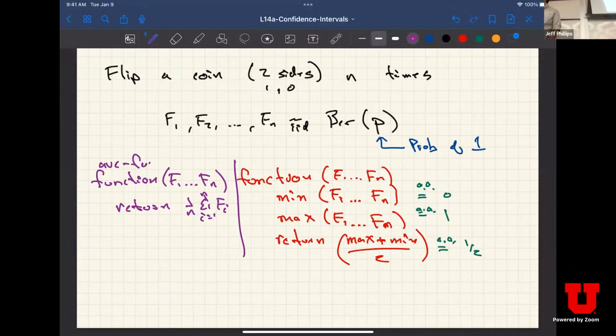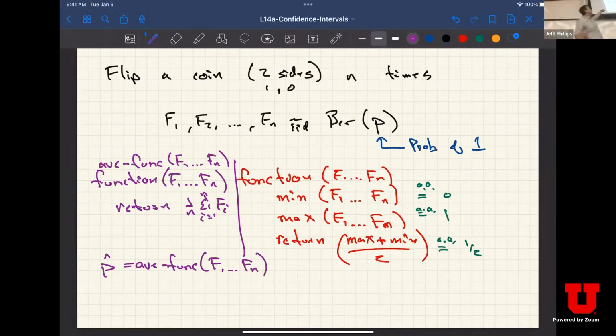Okay, so the output of this function, let's call this the average function of f1 up to fn, just to distinguish it from the red one. The outcome will be p hat, which will be the average function of f1 up to fn. Okay, so this is going to be an estimator. I could have gotten an estimator the same way from the red function. That would have been an estimator too. Okay, but I like this one better. I like this function slightly better.